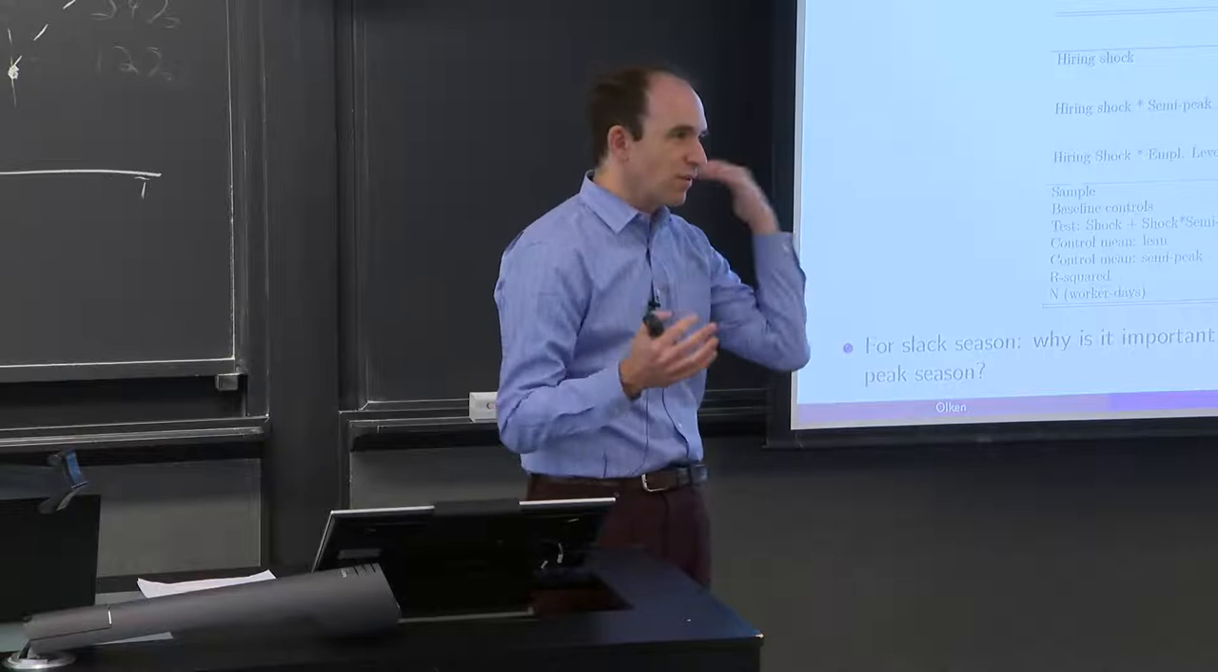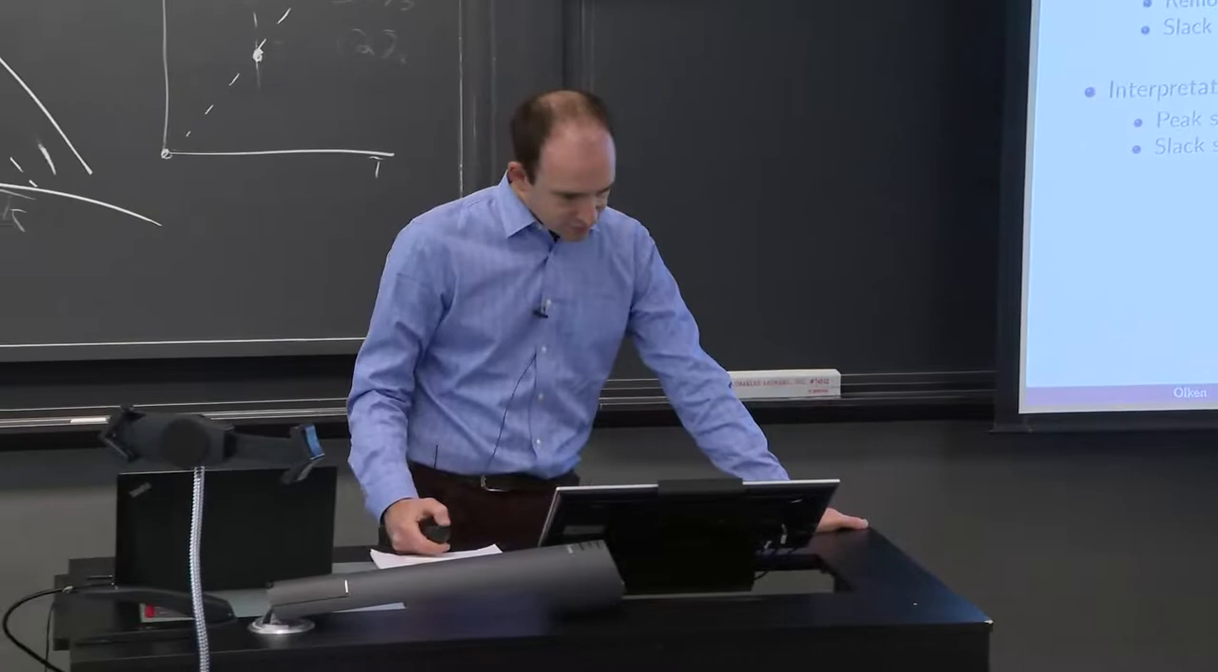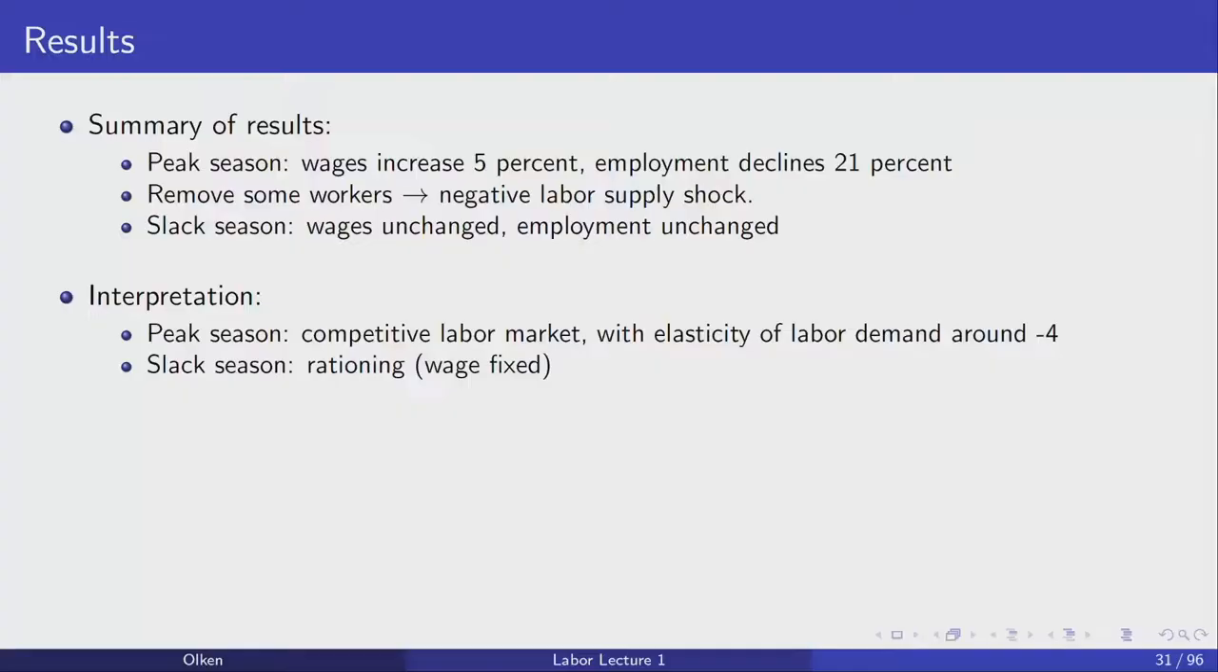Okay. All right. Okay, so what do they find? They find that basically in the peak season, wages increase by 5% and employment declines by 21%. In the slack season, wages are basically unchanged. So the peak season looks like a competitive labor market with an elasticity of labor demand of around -4, and the slack season looks like hibernation.